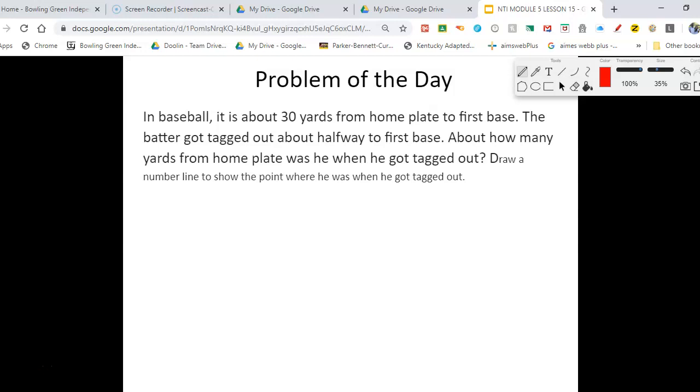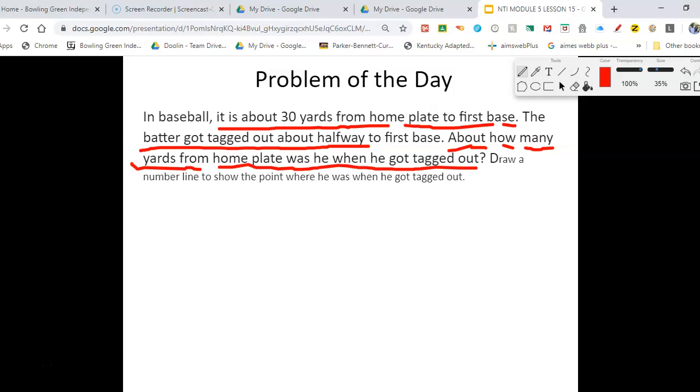So what information is important in this story? It's important that it is about 30 yards from home plate to first base. That's important. And it's also important that the batter got tagged out about halfway to first base. So what are we trying to find out? We're trying to find out about how many yards from home plate was he when he got tagged out.